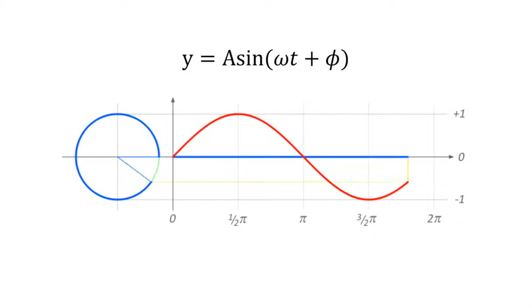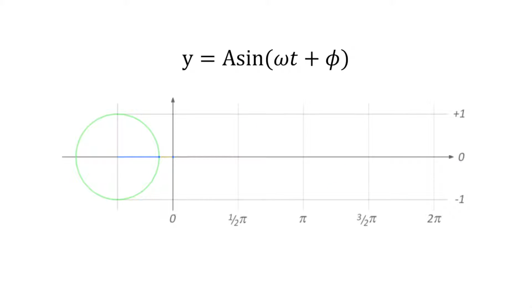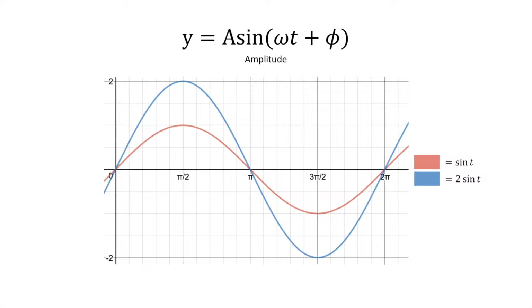The form of a sine wave is y equals A sine of omega t plus phi, and as you can see from this GIF, the function is defined by the vertical height of a circle graphed along an axis of time. The A in the function is for amplitude.